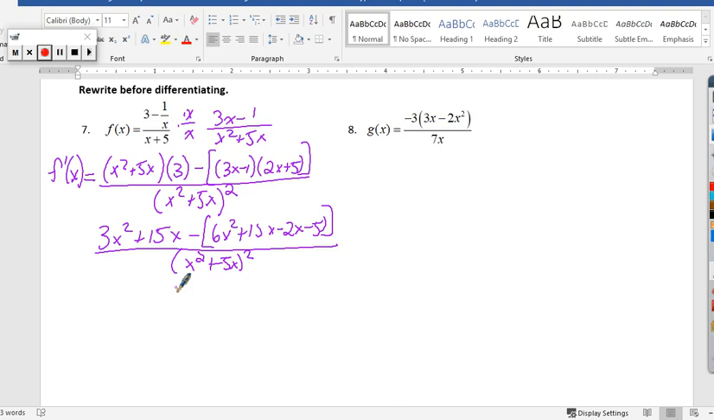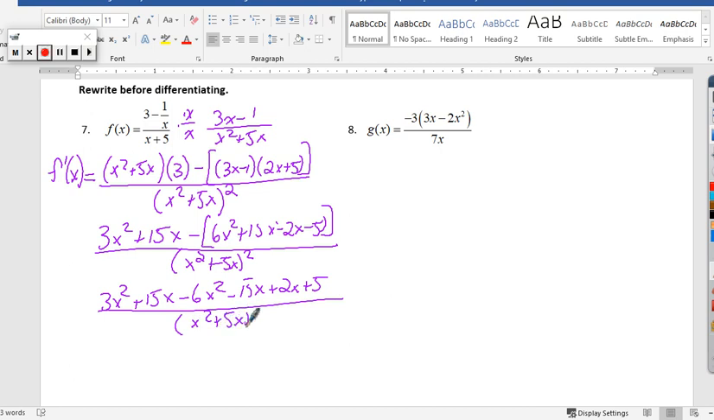Let's see if we can combine up some like terms at this point. I'm going to distribute before I do the final. So 3x squared plus 15x. I want to ensure this negative gets to each of those parts. So it's going to be minus 6x squared minus 15x plus 2x plus 5 all over (x squared plus 5x) squared.